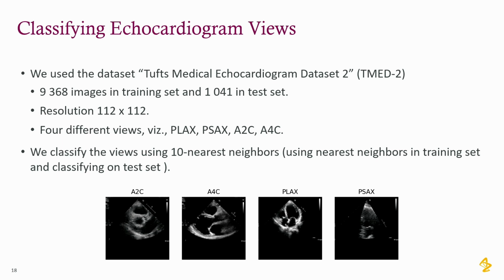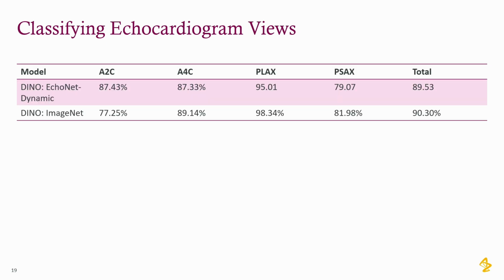And then we had this other problem as well: echocardiogram view detection. Here we had to use another dataset that had several views. This one is called the Tufts Medical Echocardiogram dataset number 2. We had around 10,000 images from 4 different views. Then we classified using the DINO output and 10 nearest neighbors. From the training set, we took the 10 closest neighbors in Euclidean space to the echocardiogram with a known view, and we just chose the majority decision among those 10. And we got really good results.